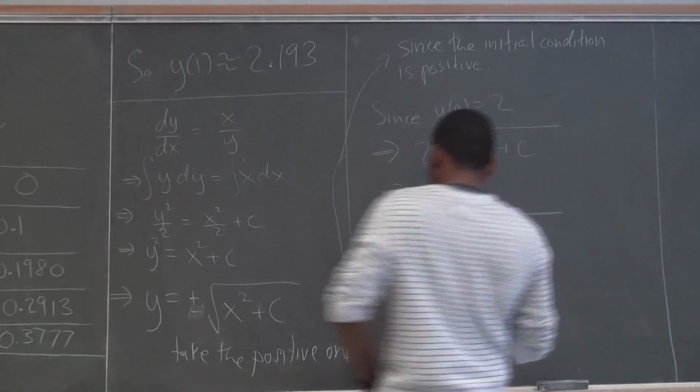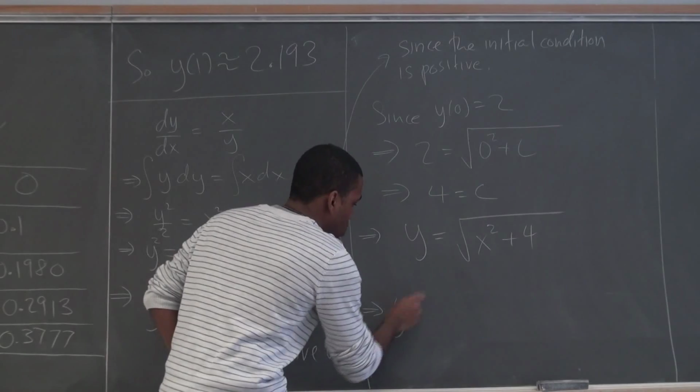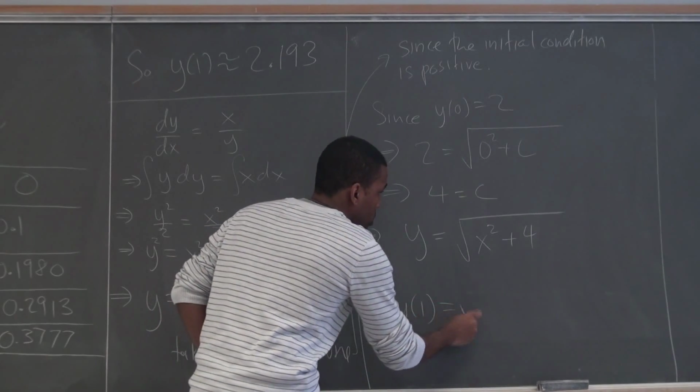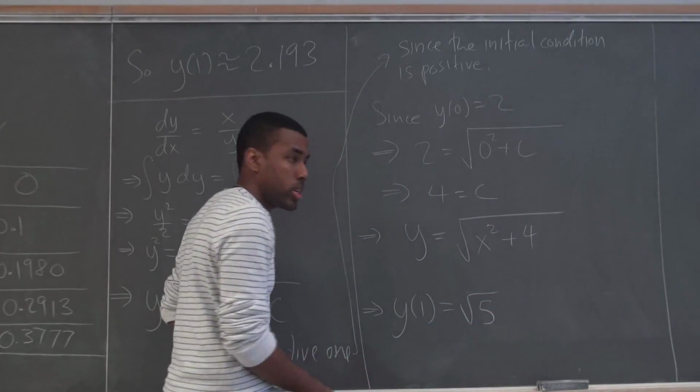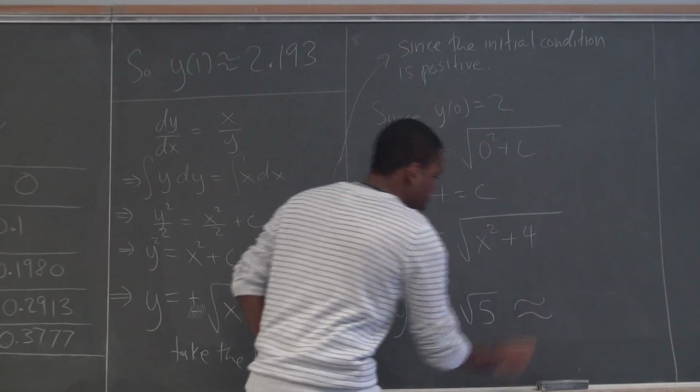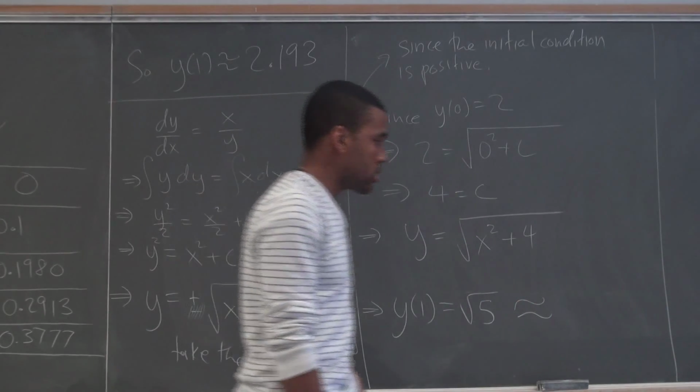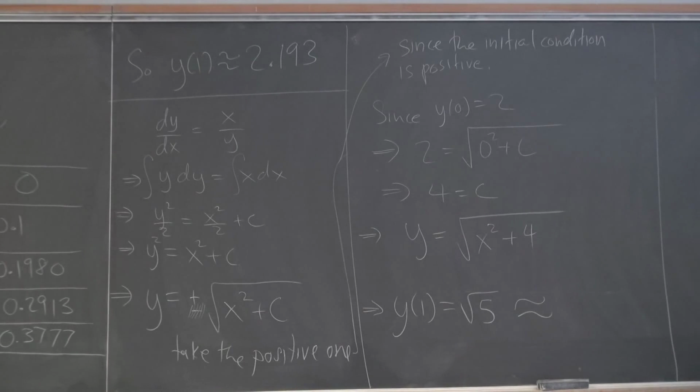Now, this means that my y of 1 is just radical 5, right? Which, if you plug that in your calculator, what would you get? 2.236. 2.236. So here we're off by like 0.1. Or if we rounded, we'd be off by 0.0.